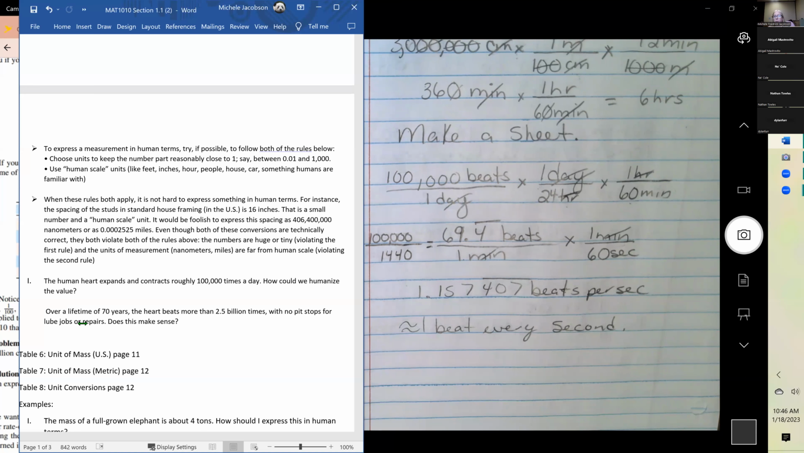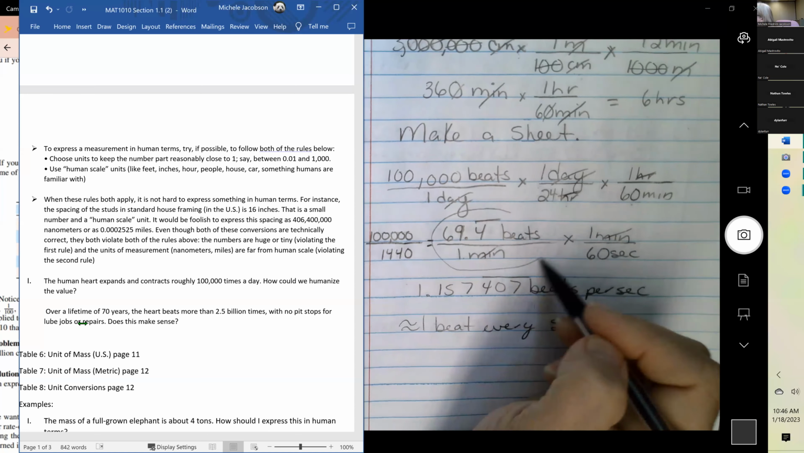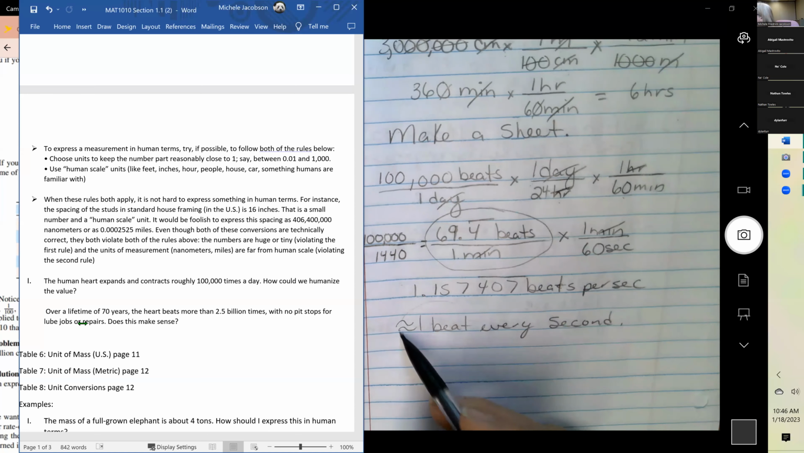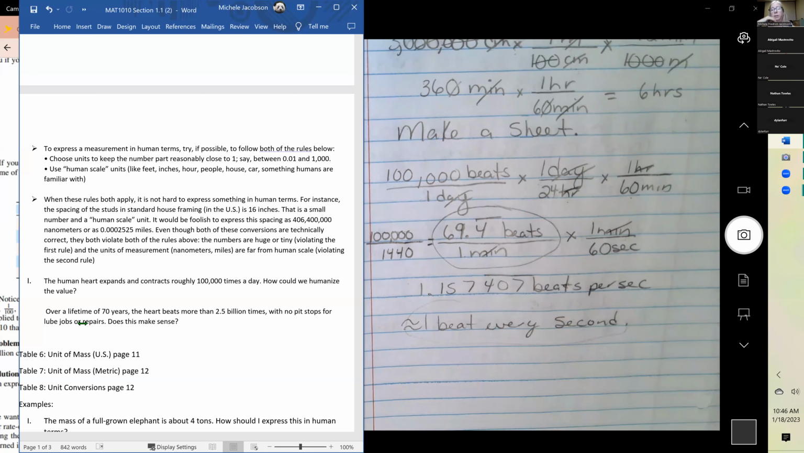So if a value is too large or too small, you want to make it somewhere between 0.01 and 1,000. So this one would have also been fine to stop here, but I think this one was a little bit easier to visualize. Any questions on that? No.